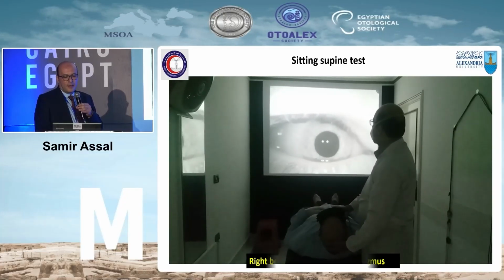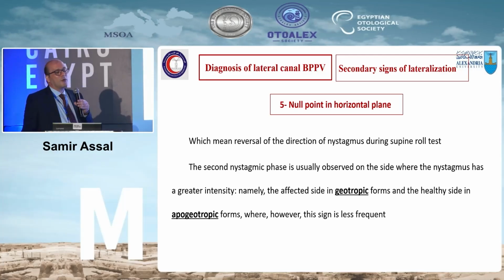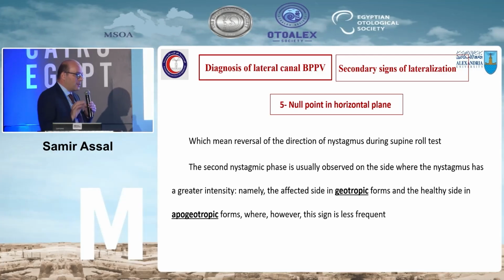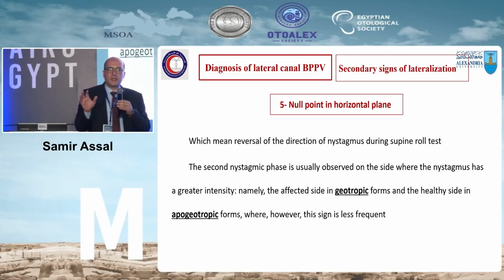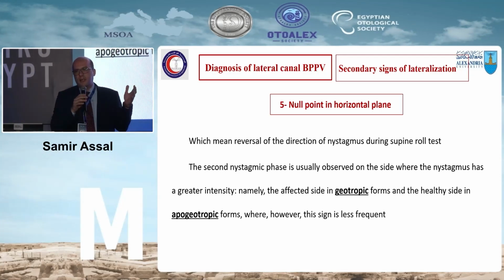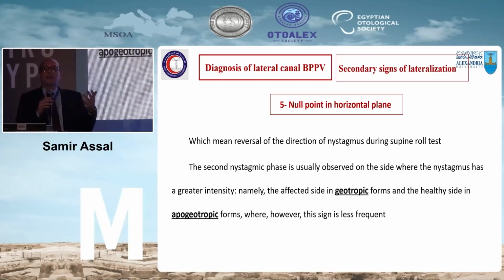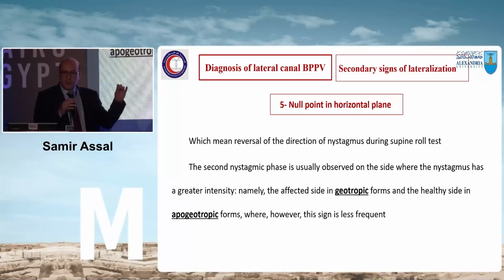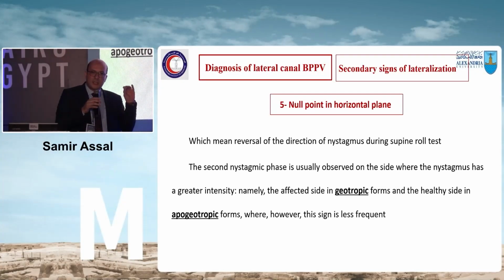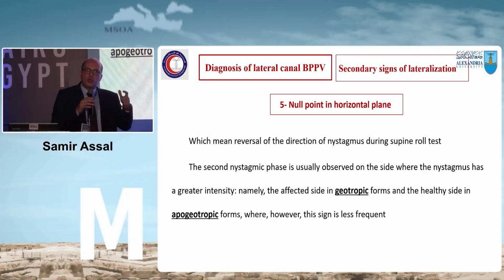Okay. The last sign is the null point in the horizontal plane. A null point exists in several types of nystagmus, just like congenital nystagmus, and in light and heavy cupula we have a null point. A null point is a certain point at which nystagmus disappears. In the case of lateral canal, the nystagmus disappears on the side with the strongest nystagmus, then after a few seconds appears again in the opposite direction.